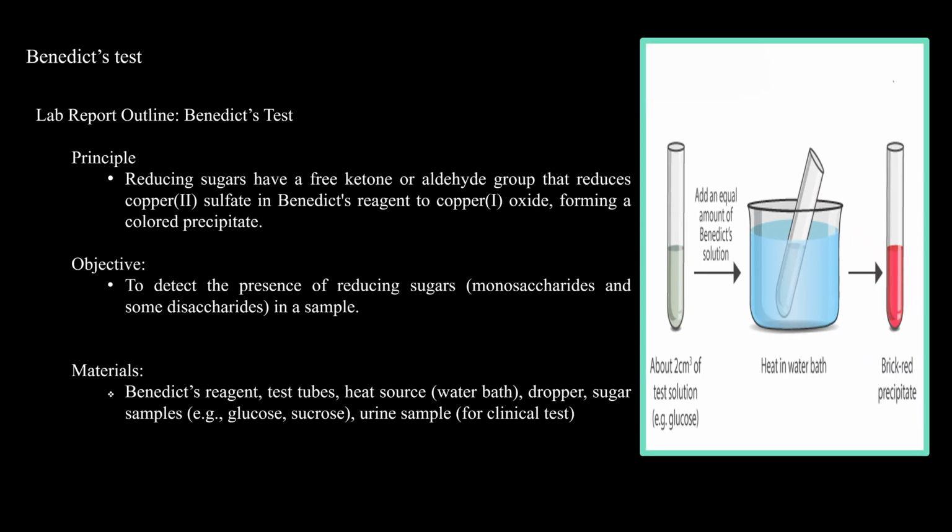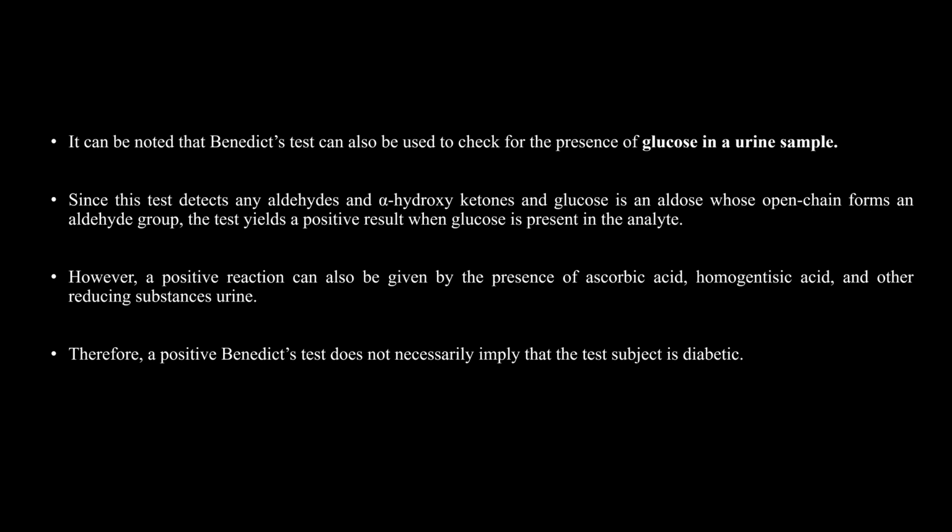The Benedict's lab report outlines the Benedict's test. Reducing sugar contains an aldehyde group that reduces copper sulfate in Benedict's reagent to copper(I) oxide, forming a brick red precipitate. The objective is to detect the presence of reducing sugar, monosaccharide or disaccharide, in a sample. Materials: Benedict's reagent, water bath, sugar sample, glucose, sucrose, urine sample and clinical tests. Note that the Benedict's test also checks the presence of glucose in a urine sample.